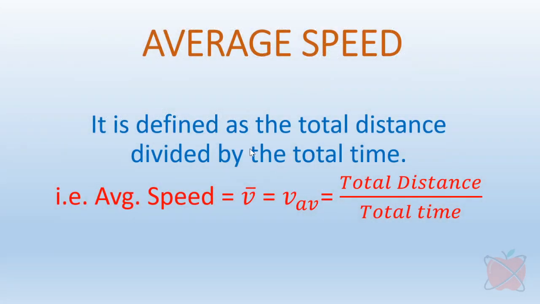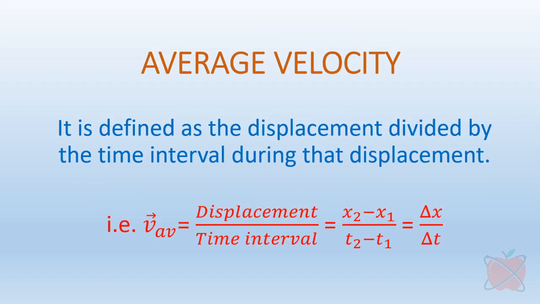Now we have done the average speed. Now let us go to one more definition, the average velocity. What is the average velocity? It is defined as the displacement divided by the time interval during that displacement. Average velocity is denoted by this. Here the displacement is x2 minus x1 and the time interval is t2 minus t1. And x2 minus x1 is denoted by delta x, t2 minus t1 is denoted by delta t.